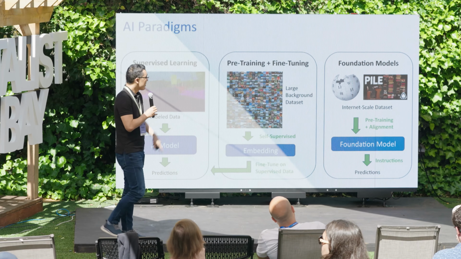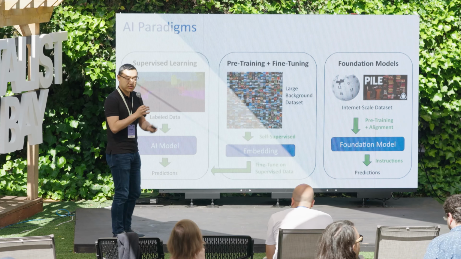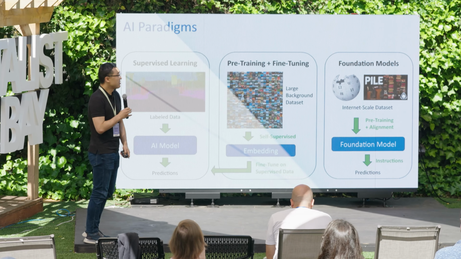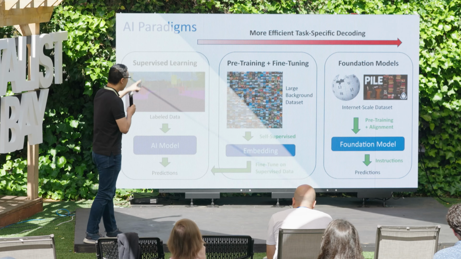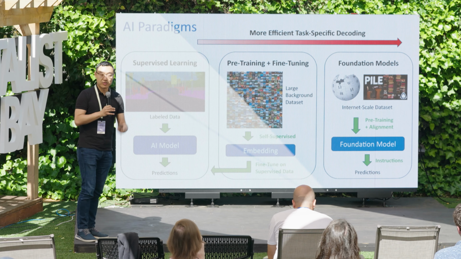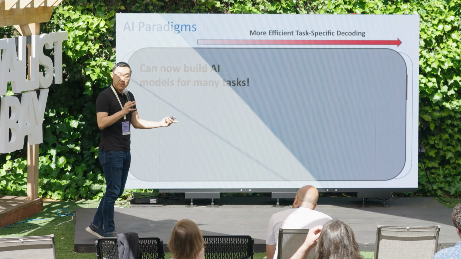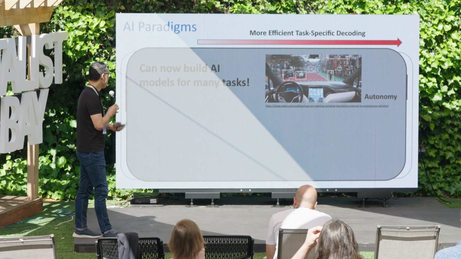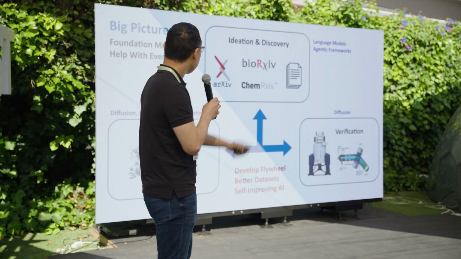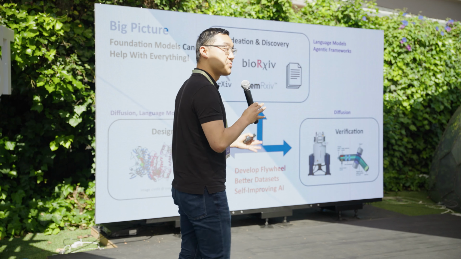And what's interesting is that if you pre-train your self-supervised learning model on text, such as large language models, you can train decoders by just giving instructions. So what you see is this trend of exponentially more efficient task-specific decoding if you want to deploy a decoder. And it is this trend that has caused so many people to be excited about AI. You can do it in autonomy, you could do it in knowledge work, you can do it in various scientific tasks. And big picture, of course, you can use these foundation models to revolutionize many aspects of science.